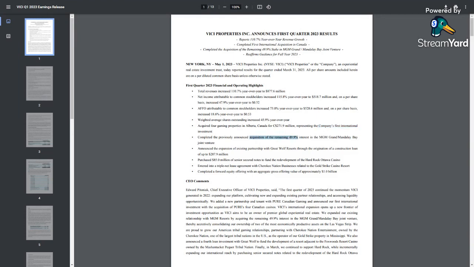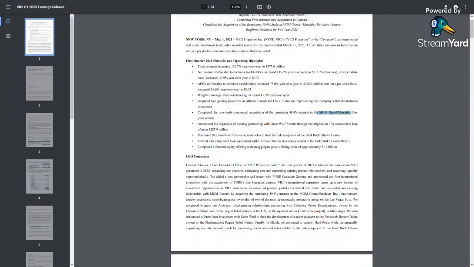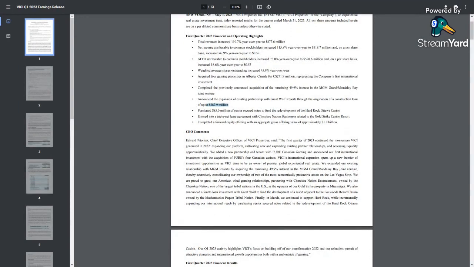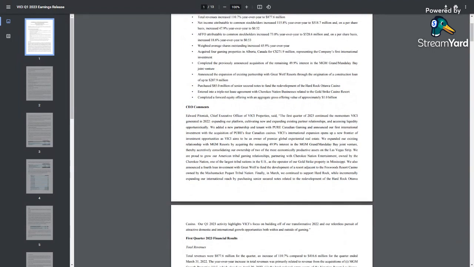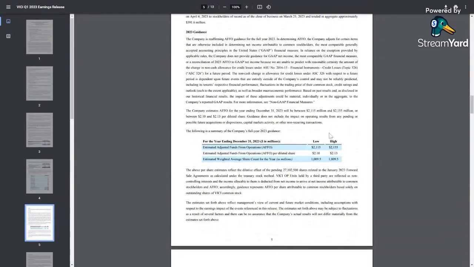They acquired the remaining 49.9% in MGM's Grand Mandalay Bay joint venture. Expanded the existing partnership with Great Wolf Resorts through the origination of a construction loan up to $287.9 million. Purchased $85 million in senior secured notes to fund the redevelopment of Hard Rock Ottawa Casino. Entered a triple net lease agreement with Cherokee Nation related to the Gold Strike Casino Resort and completed the forward equity offering. Here are their expectations for the year.